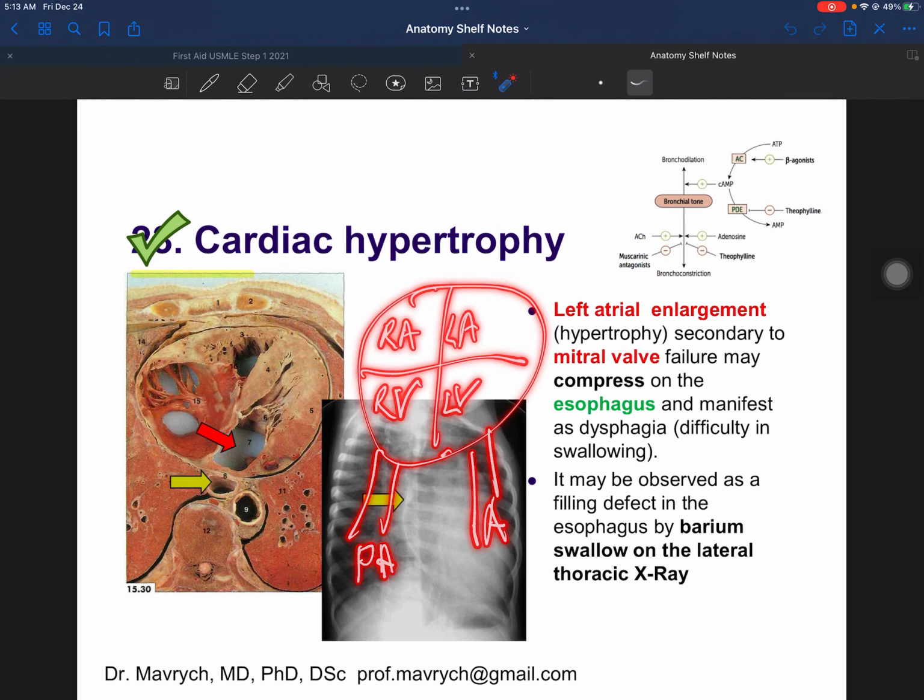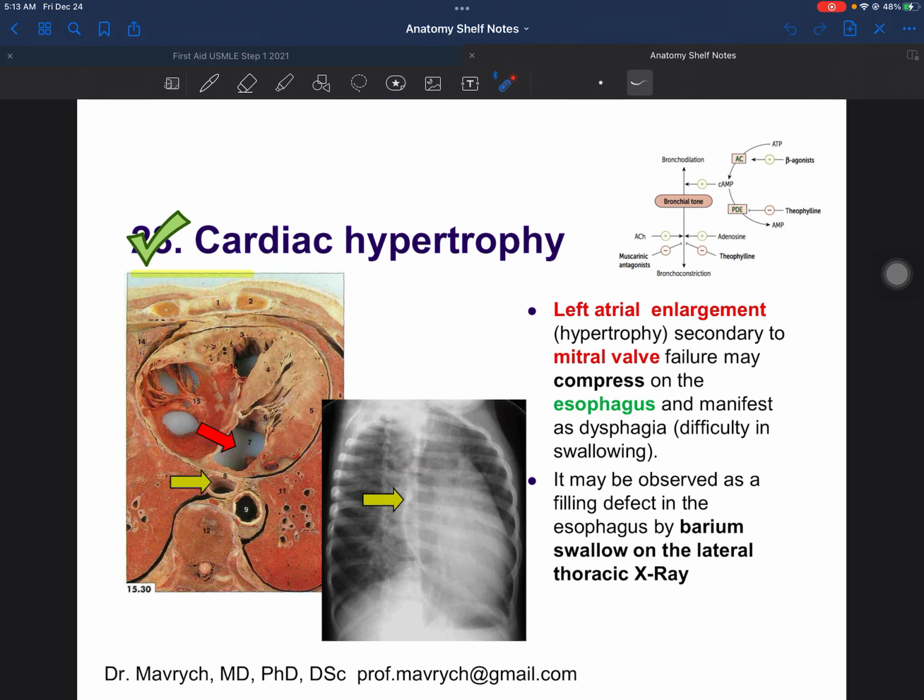So this is the left atria. You're going to come from the mitral valve, trying to come down here, but this area is stenotic, or very narrow. So then you're going to push harder, and that will cause the hypertrophy of the left atria. That is the mitral valve failure, and then it compresses on the esophagus.